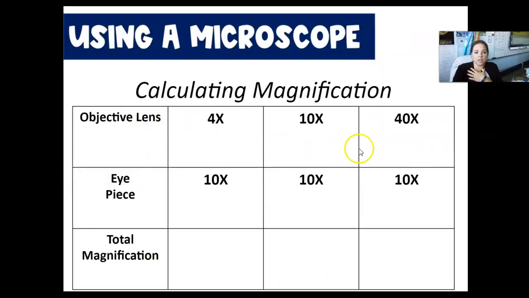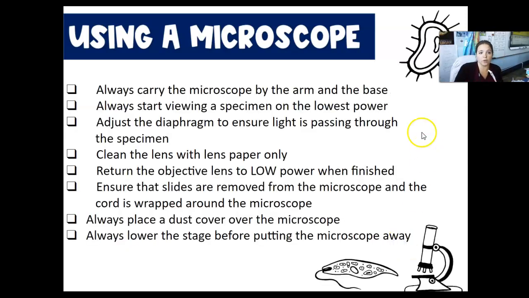So calculating it. The objective lens up top, down below, you got 4 times. You see the eyepiece. The eyepiece is 10 all the way. So 4 times 10 times, so that's 40 times the magnification. This is 100 times the magnification. This is 400 times the magnification.